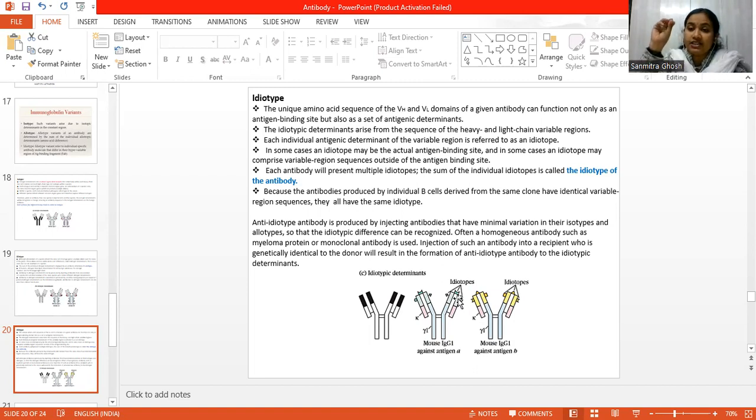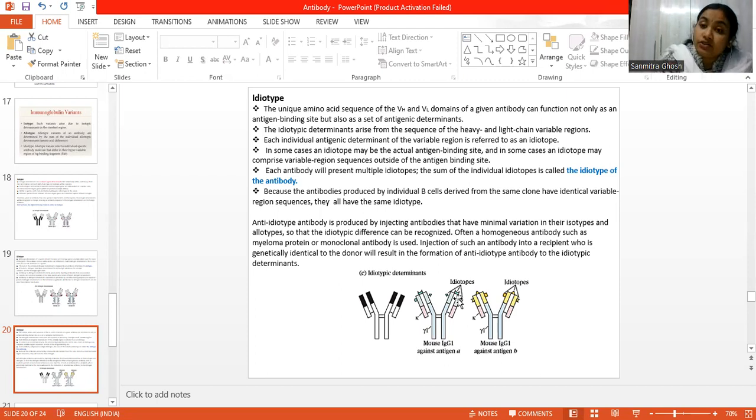So the collection of each and every variability that we find in the hypervariable region is known as the idiotopes. Each antibody will present multiple idiotopes because of the multiple unique stretches of amino acid sequence present in this hypervariable region. And the sum of these individual idiotopes is called the idiotype of the antibody. Because the antibodies produced by individual B cells derived from the same clone have identical variable region sequences, they all have the same idiotype.